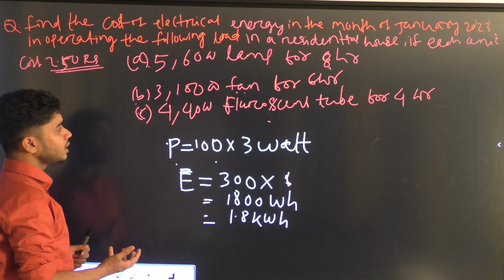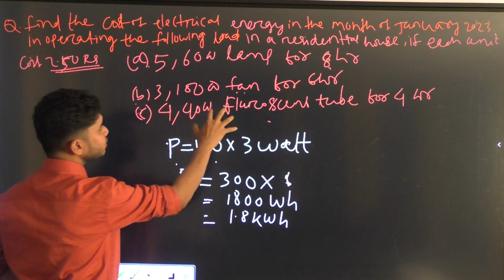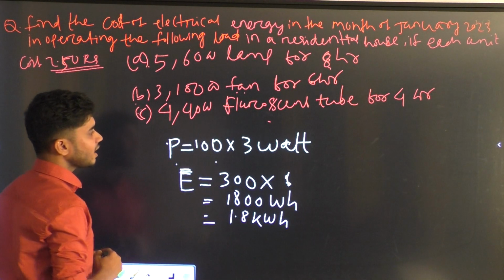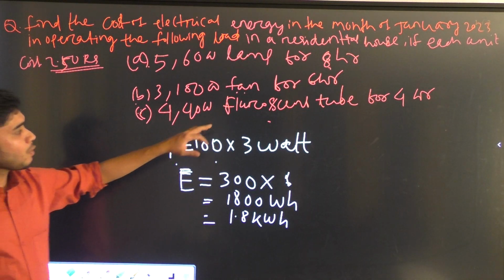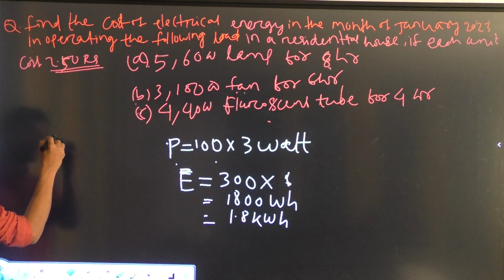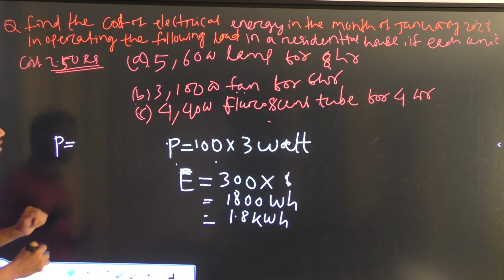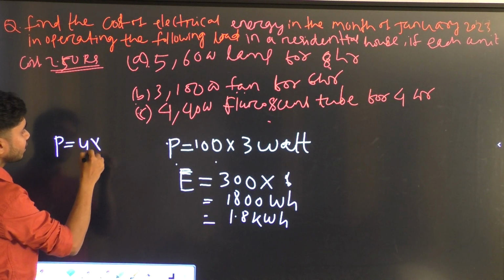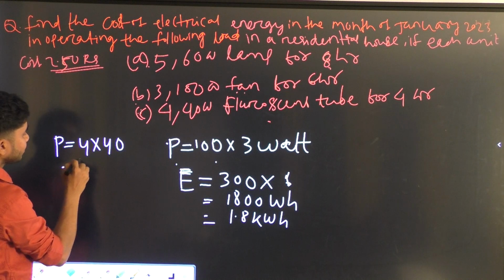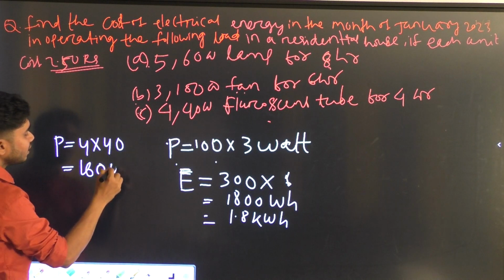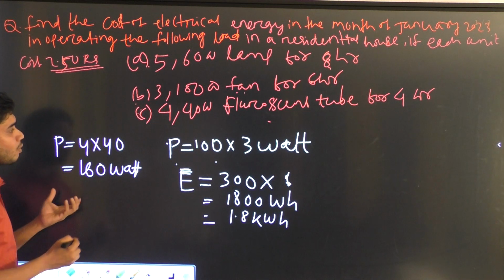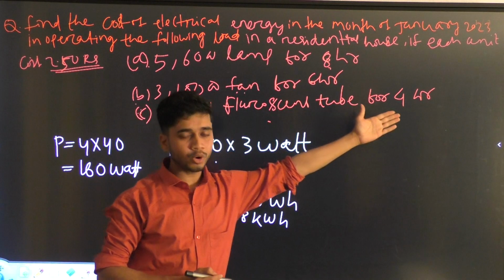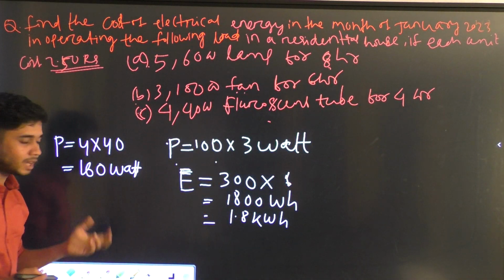Next we are interested to calculate the amount of energy consumed by this fluorescent tube. Similar procedure. This is the power consumption by fan. Now to calculate the power consumed by fluorescent tube, first we need to calculate the total power requirement. Total power is 4 into 40, that is 160 watt. This is the total power requirement by the fluorescent tube. Each fluorescent tube is on for a period of 4 hours. So if you multiply power with time, that is energy.